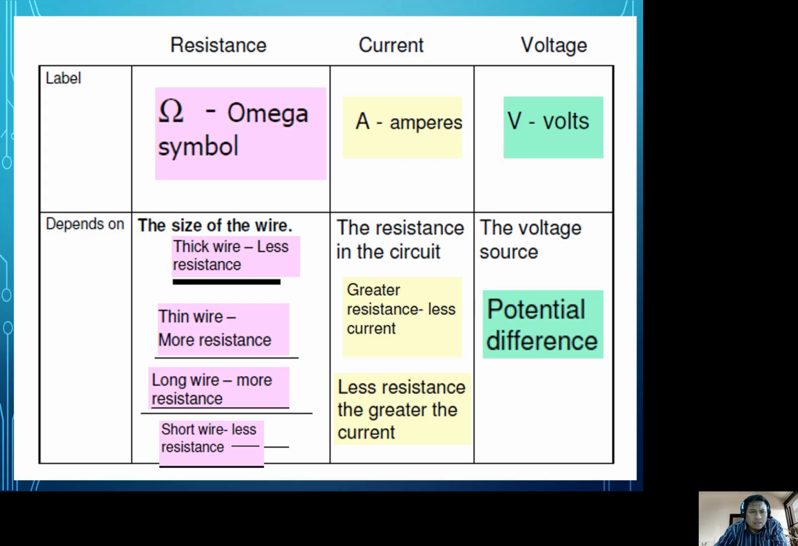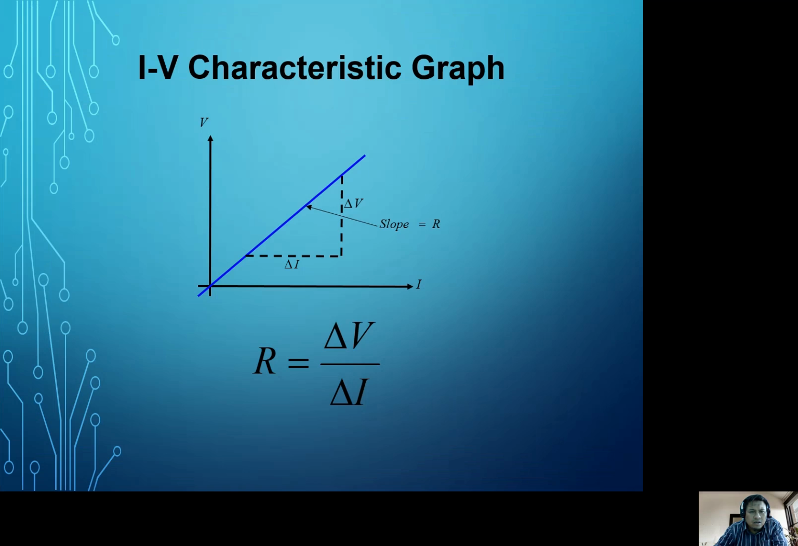Resistance, omega. Size: thick wire, less resistance. Thin wire, more resistance. Long wire, more resistance. Short wire, less resistance. Current, ampere. The resistance: greater resistance, less current. Less resistance, greater current. Voltage, volt, potential difference.